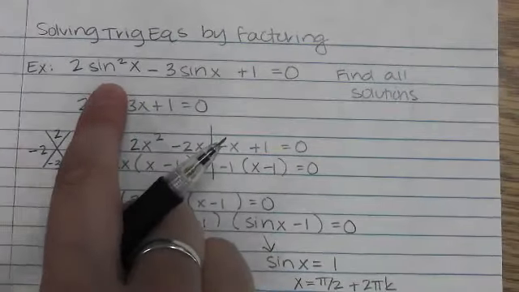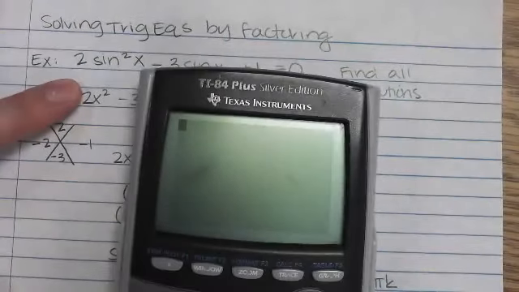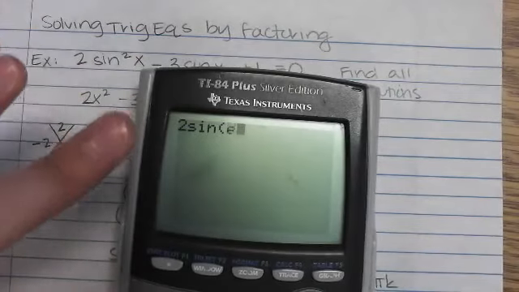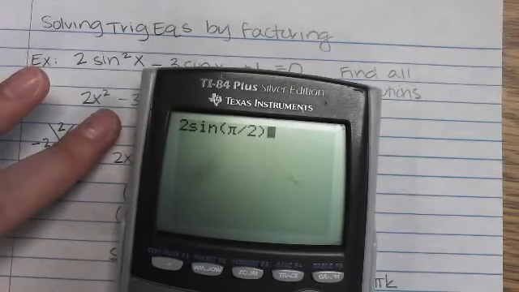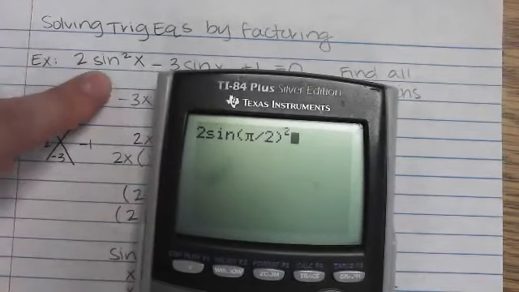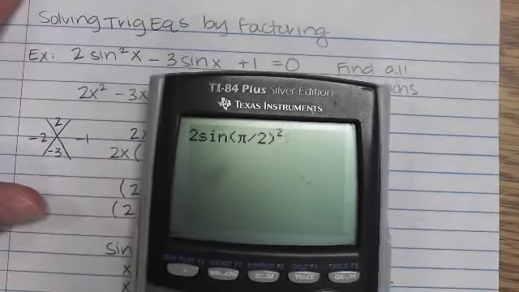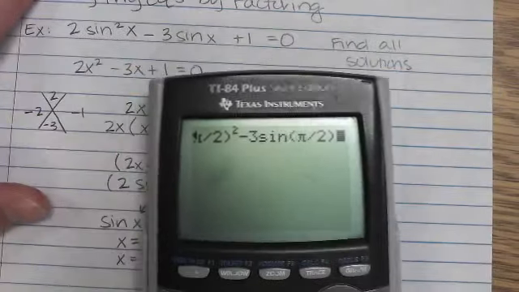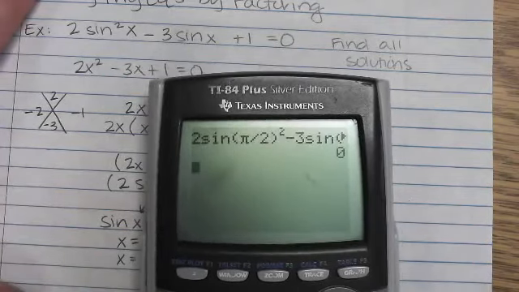Plug it back in. Now this one's kind of tricky to plug in. We're going to practice this one because it's kind of weird to plug in. So 2 sine, which answer do you guys want to check? Pi halves. 2 sine pi halves, and then I'm going to hit squared. I'm not able to type it the way it looks. I can't do sine squared. That's not a way you can type it in your calculator. So this is how you would actually type it: minus 3 sine of pi halves plus 1. And if we solve that correctly, it should equal 0.